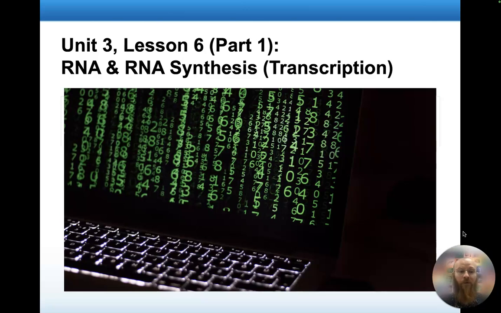Today we're going to be starting part 1 of lesson 6, where we're going to be looking at RNA, short for ribonucleic acid, and then the process of how we make that RNA. And we have a specific name for that, and that is called transcription. So that's what we're going to be looking at today.